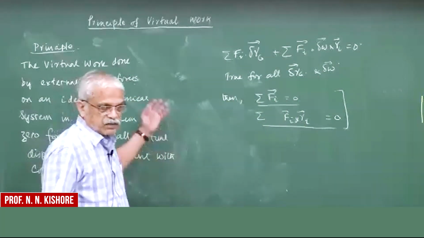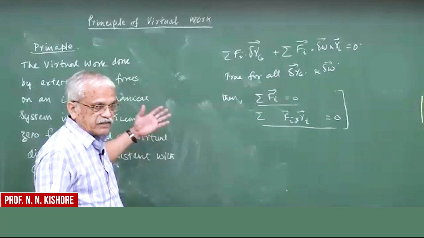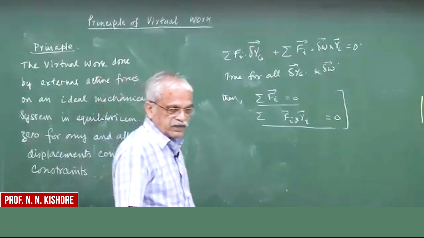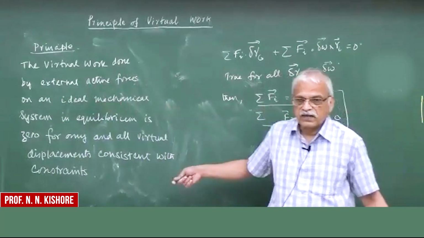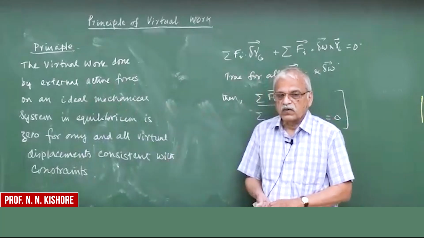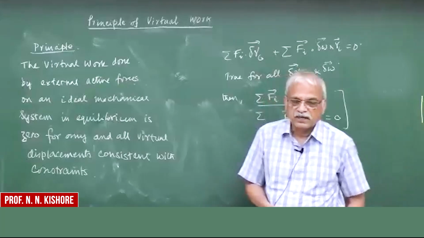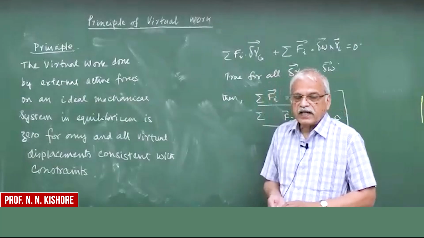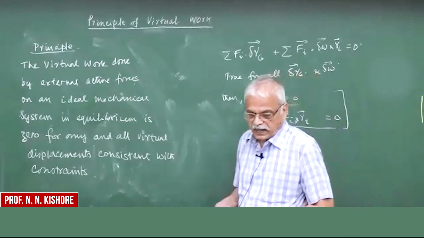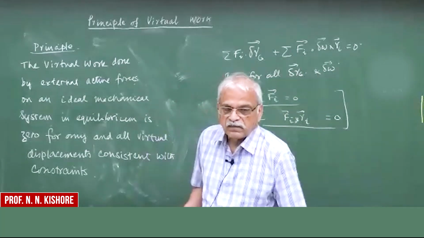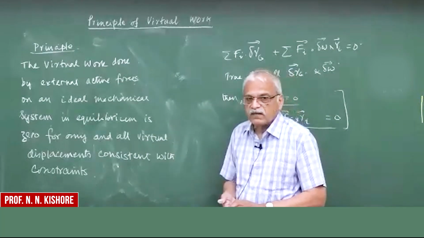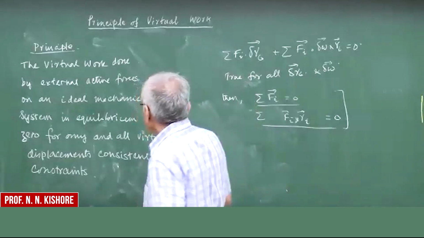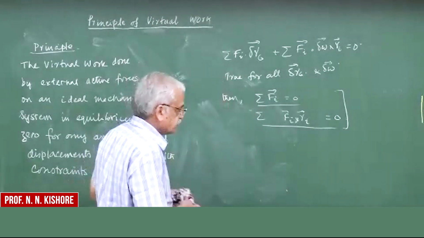So for a particle it is very simple, and for a rigid body also I showed that a rigid body under equilibrium, the virtual work will be 0. But for these two, there is nothing really a decided advantage. Either you apply the basic equations of equilibrium of forces, or you apply the virtual work principle. So the real advantage comes from the system of bodies.